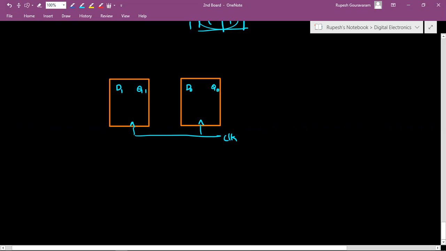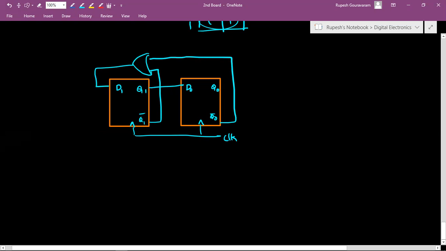So first one is D1 is equal to Q1 bar plus Q0 bar. So Q1 bar is here, Q0 bar is here. We connect both of them to an OR gate. Q1 bar plus Q0 bar means it's an OR gate. So this is connected to D1. And coming to D0, D0 is same as Q1. So we connect Q1 directly to D0. So this is the required design of the circuit.